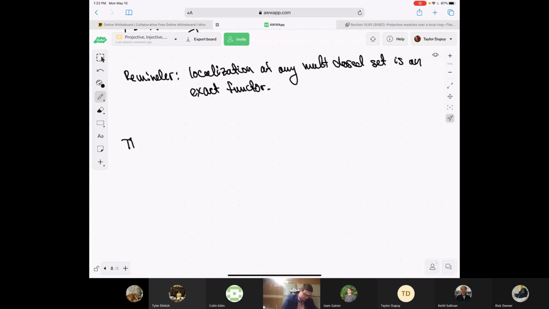Okay, so now the lemma that I wanted to prove. Maybe I can call this a theorem. Let M be an A-module, where A is a ring. The following are equivalent.